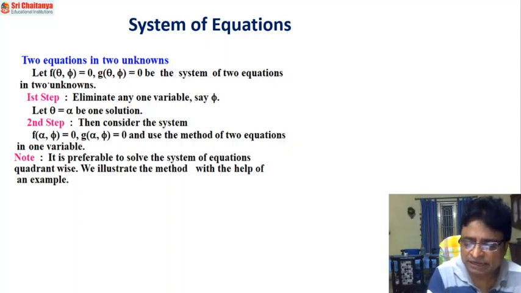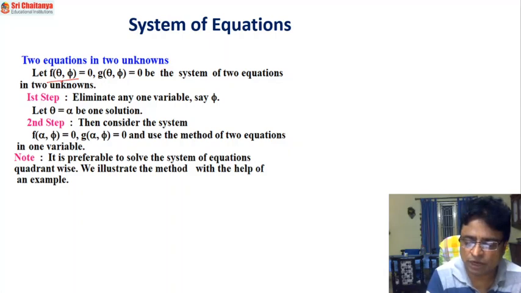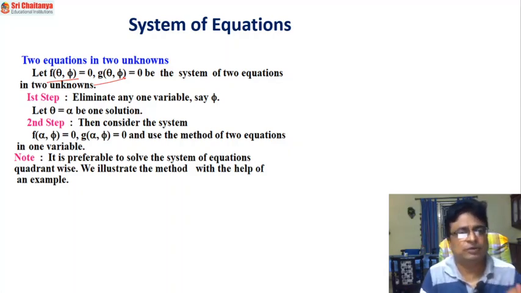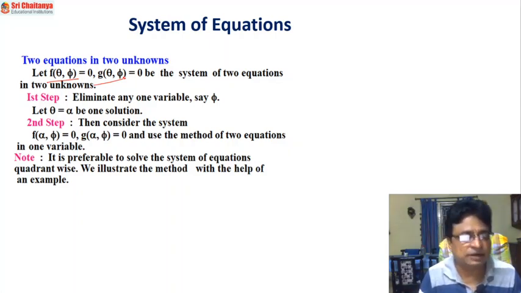Say f of theta comma phi is one equation. Here two unknowns are there, theta and phi. And g of theta comma phi equal to 0. And this is another with two unknowns, theta and phi, given for you. Then what to do and how to find? Here your job is you have to find both theta and phi. So far we were just finding either theta or phi. Since here two unknowns are given, you have to find both theta and phi.